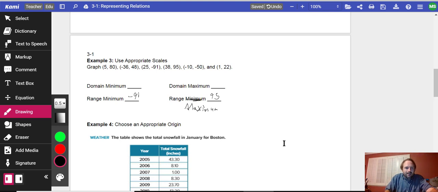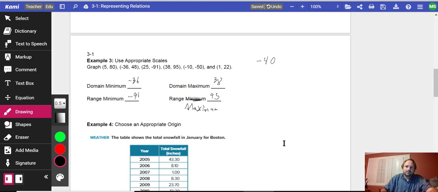And it looks like my x value, my domain, goes from negative 36. Yep, looks like the lowest one is negative 36. And the highest is 38. So if I was going to use some appropriate scales, I'd round down or round up depending. If it's a minimum, I'd round down. If it's a maximum, I'd round up. I'd probably want my x values to be negative 40.